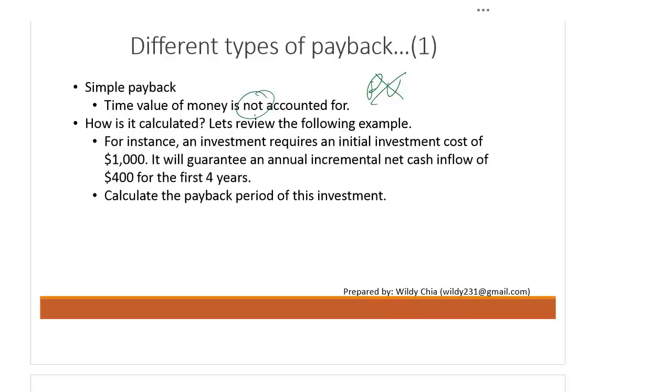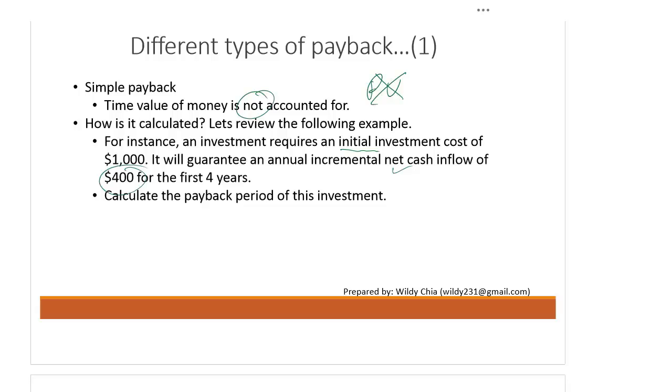Let's have a look at how it could be applied on a simple example. Say for instance, an investment requires an initial investment cost of 1,000. It will guarantee an annual incremental net cash inflow of 400 for the first 4 years. Calculate the payback period for this investment. To do this is quite straightforward, because the cash flows that will arise for the following 4 years are the same.